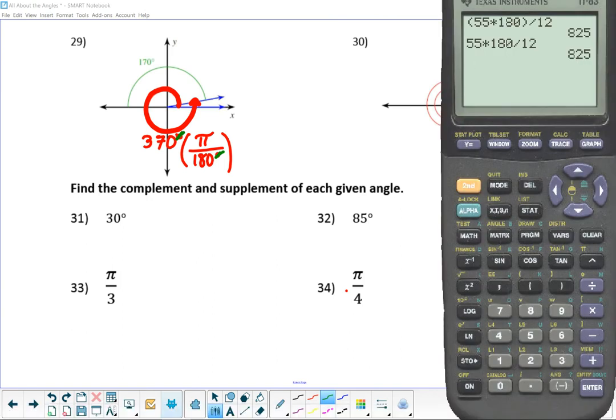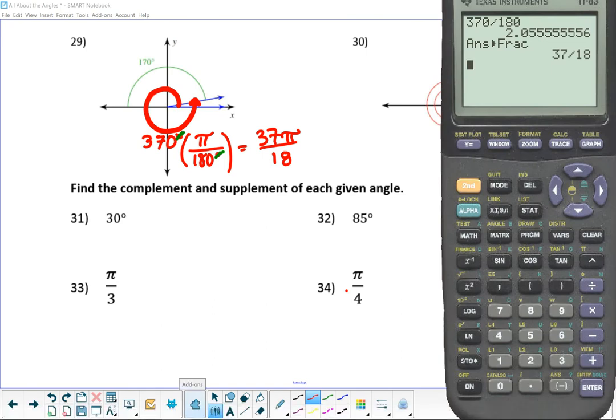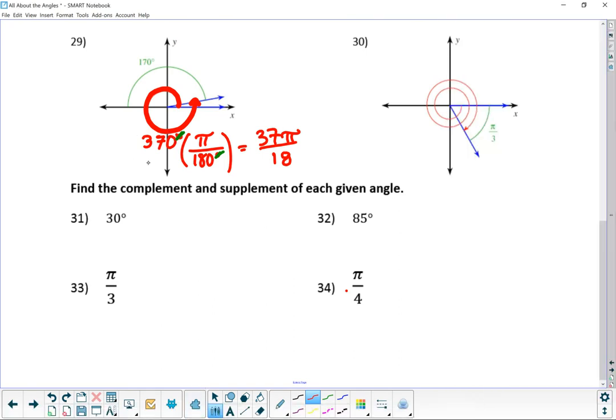And I'm going to use a calculator for that. 370 divided by 180. That gets me 2.0555. Convert that over to a fraction, and that's 37 over 18, or 37 pi over 18. Double checking it. Yep. Okay. So my correct answer is 370 degrees or 37 pi over 18. And you can always check with Google if you're not sure.